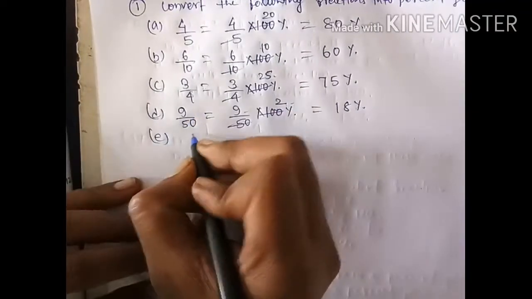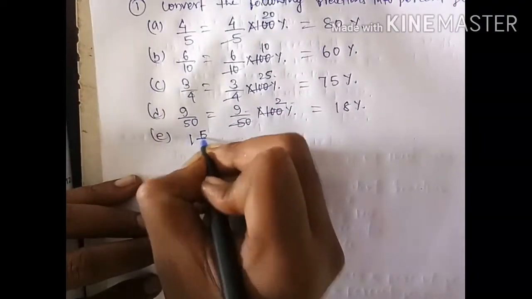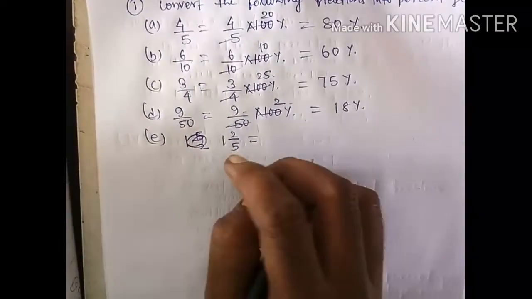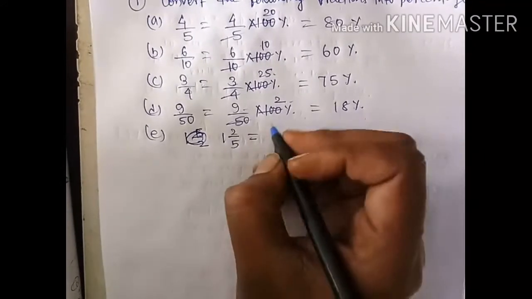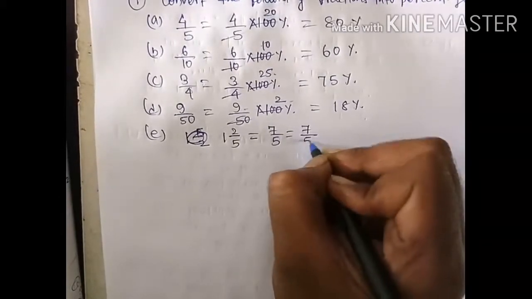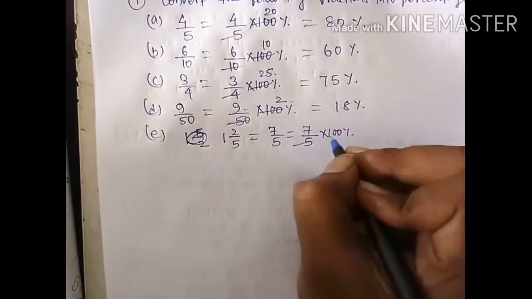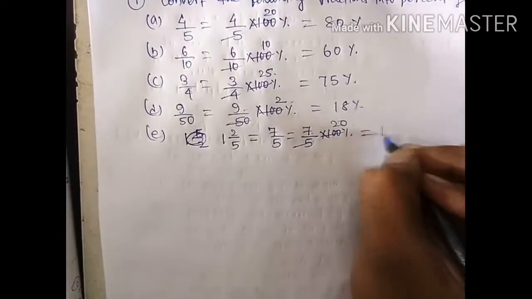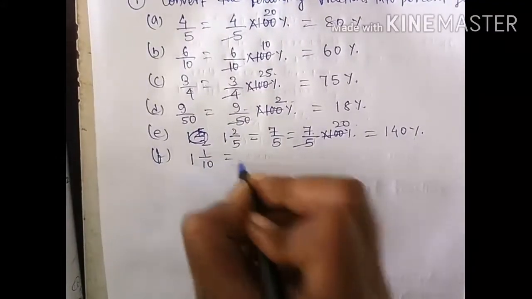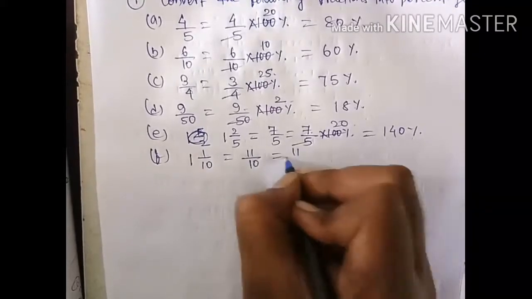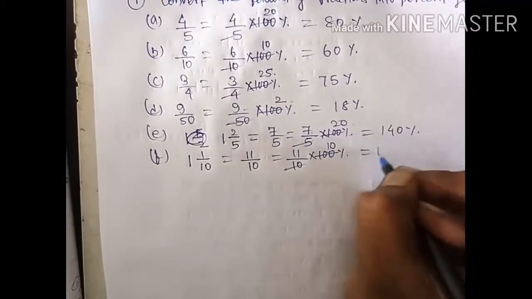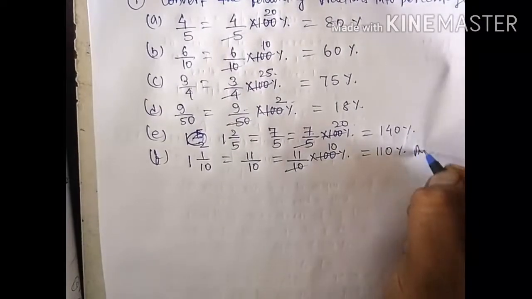And in question number E, here 1 whole 2 by 5. Here the given fraction is a mixed number, so first we convert into improper fraction, then we write 7 by 5, and simply to convert into percentage we multiply by 100%. So 5 cancels with 100, 20 times, and 7 into 20, that is 140%. In question number F, here 1 whole 1 by 10, it means 11 by 10. It means 11 by 10 into 100%. So 10 cancels with 100, 10 times, so you got 110%. This is the answer.